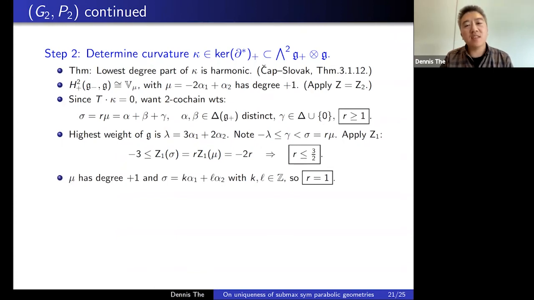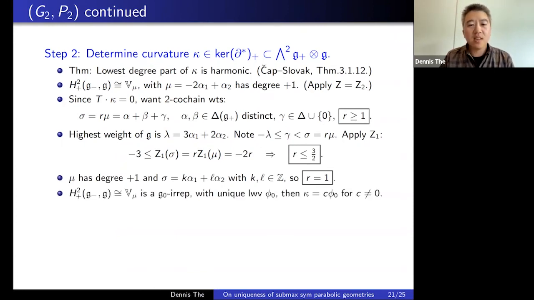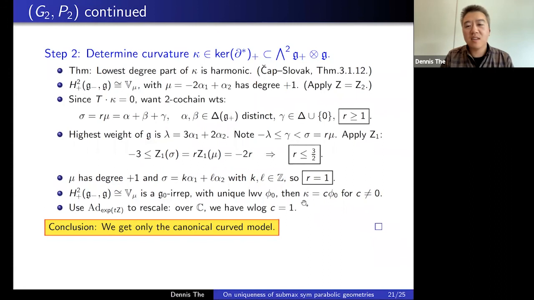So kappa is necessarily of lowest degree, but the lowest degree part is harmonic. That's irreducible. You have a unique lowest weight vector. So this kappa has to be just a multiple of this lowest weight vector. So you have a parameter. Now you use whatever residual structure group you have. You have this non-zero parameter to just rescale. So over C, you can always rescale that to 1. Over R, you might have at most a plus or minus 1. So conclusion, we get only the canonical curve model.